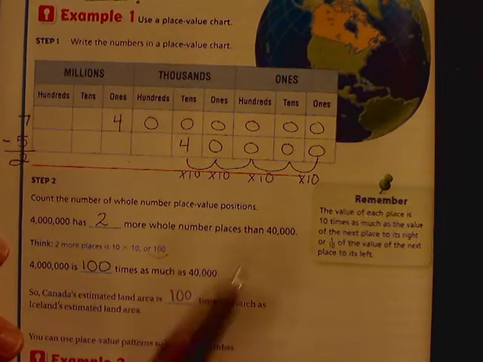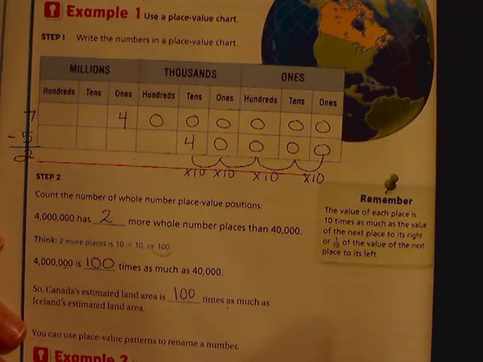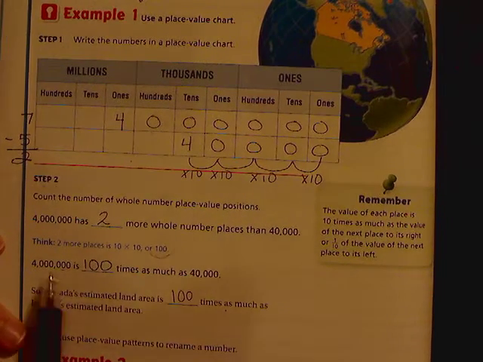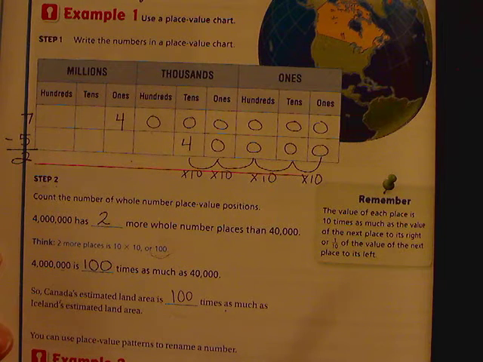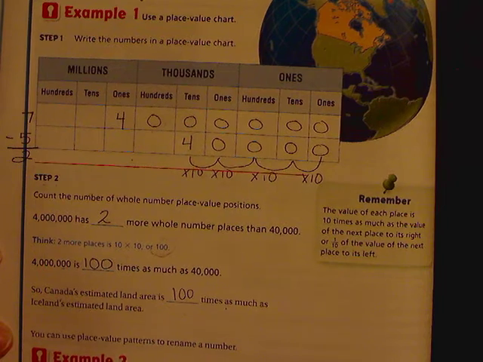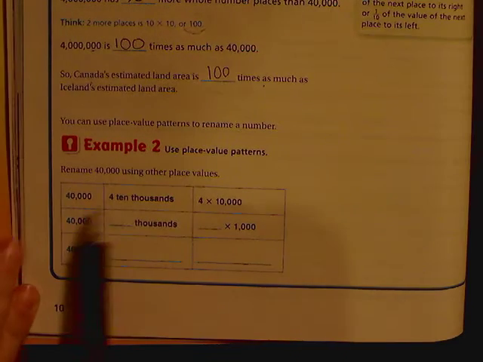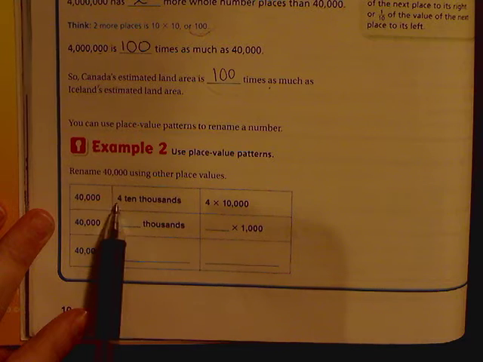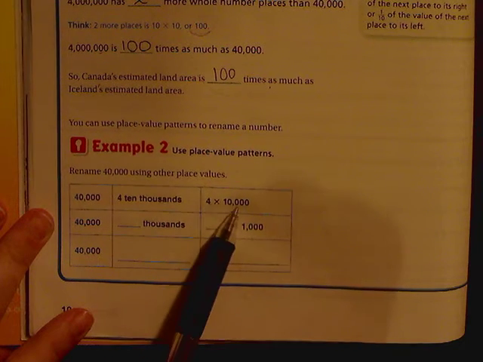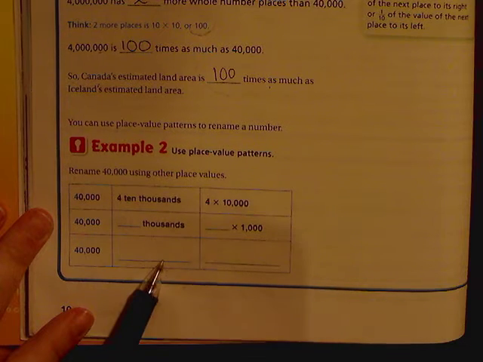So that's how you can find out the value between 2 different numbers. We knew how to find the value between one digit and another digit. Now we can look at the value between numbers. And the last thing is we can rename numbers. We can rename them using different values. And so down here is a perfect example for us to review this. 40,000 could be made up of 4 10,000s, but we can also show it in different ways.